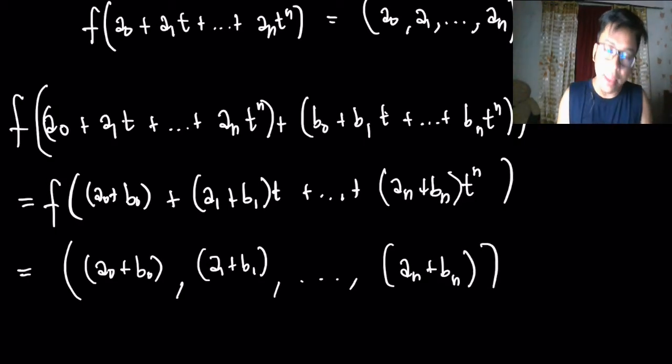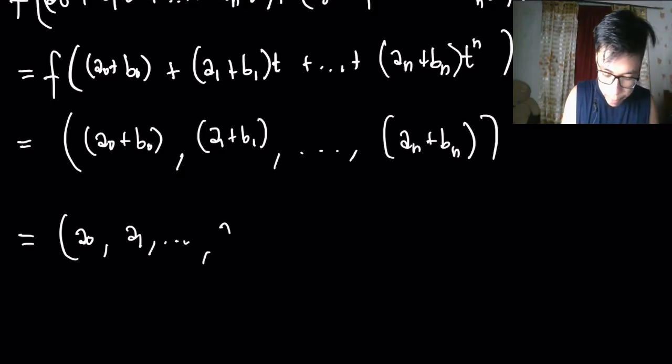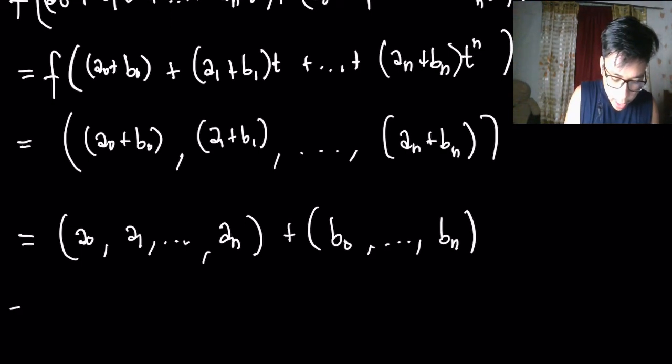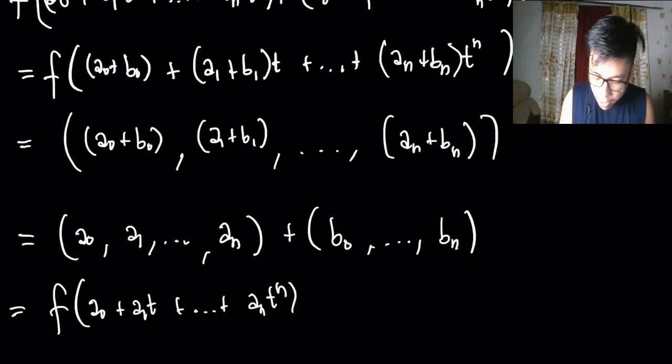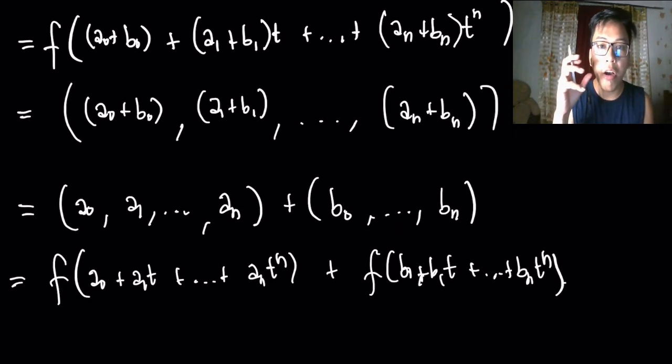Now I can split this ordered tuple. I can have (a_0, a_1, up until a_n) plus (b_0 up until b_n). This is actually f of a_0 + a_1 t + up until a_n t^n, plus f of b_0 + b_1 t + up until b_n t^n. Therefore condition 1 of being a linear transformation is satisfied, but we're not done yet.